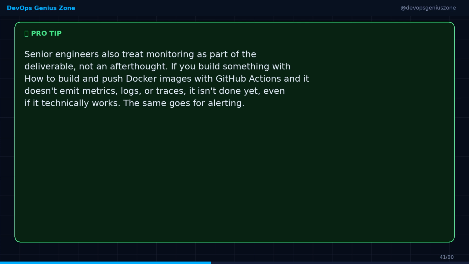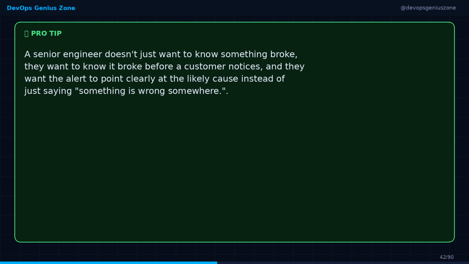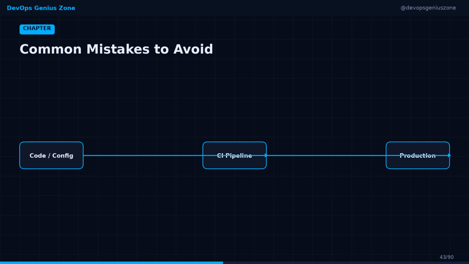The most common mistakes I see junior DevOps engineers make with how to build and push Docker images with GitHub Actions are skipping the planning phase, ignoring security until the end, and not handling failures gracefully. Avoid these and you are already ahead of most candidates. For example, never leave sensitive credentials in plain text, even in internal repositories. Use a secret manager or vault solution from day one.